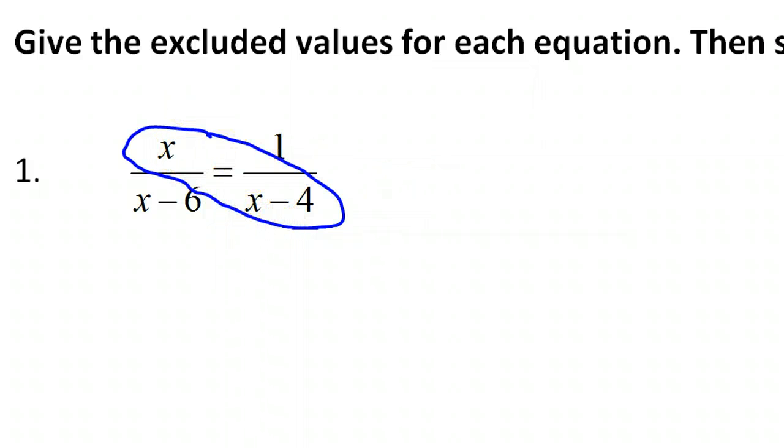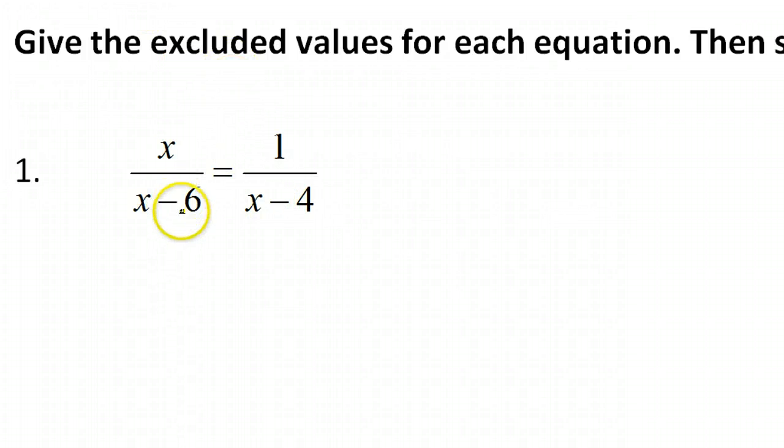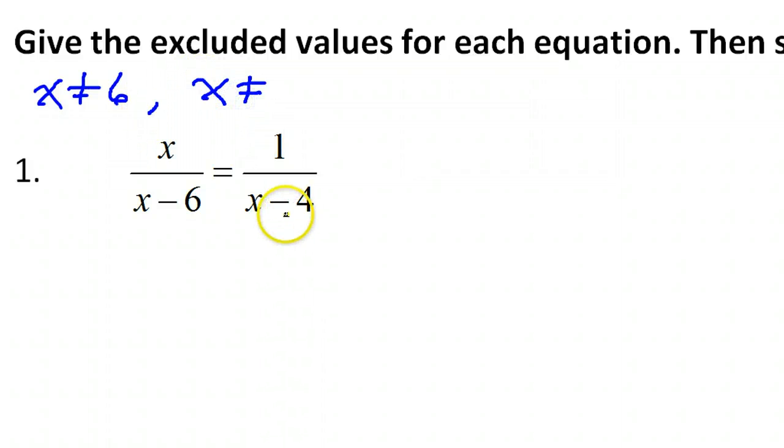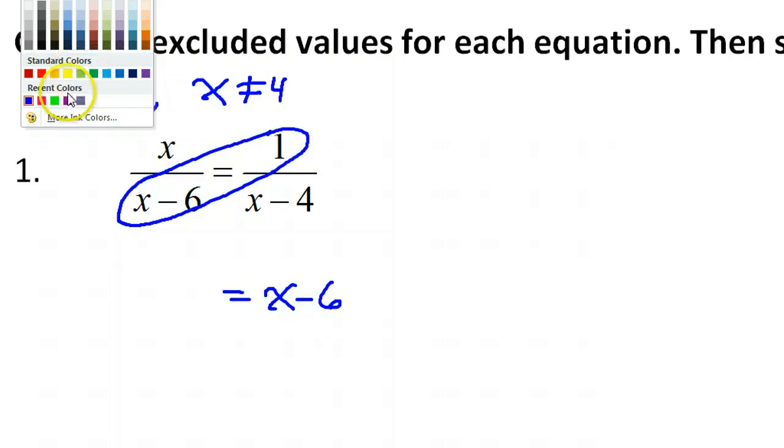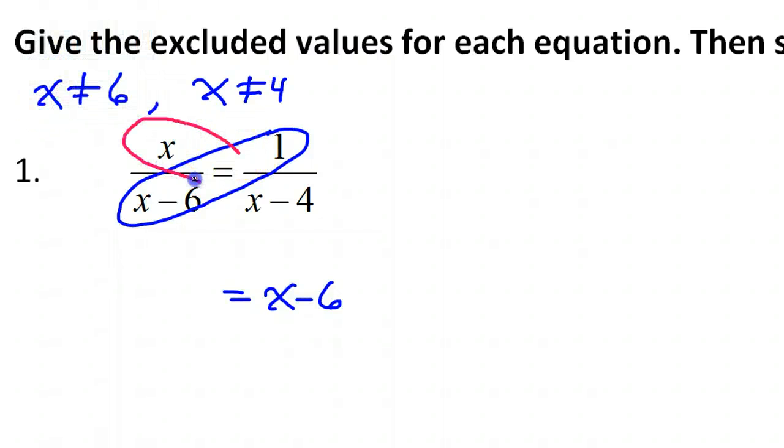So you know what, before we do that though, let's take a minute and write down what the restrictions will be. Looking at the denominator, we know that x cannot be 6 from this, and x cannot be 4 from this. Alright, the denominators cannot be 0, so that gives us these restrictions. So now let's go ahead and do what I was saying. So 1 times x minus 6 will just be x minus 6. Alright, now looking at this side, x times x minus 4.